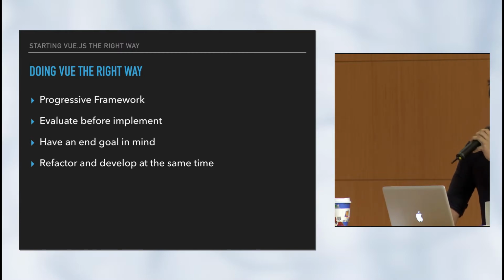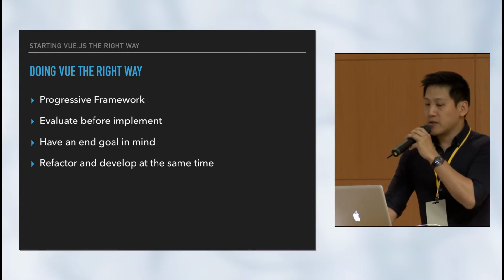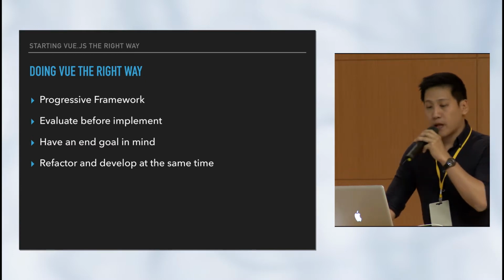that we learned along the way. First is the benefits of having a progressive framework. Second is evaluate before you implement. Then we have an end goal in mind. And finally, refactor and develop at the same time. Now let's look at the first one.